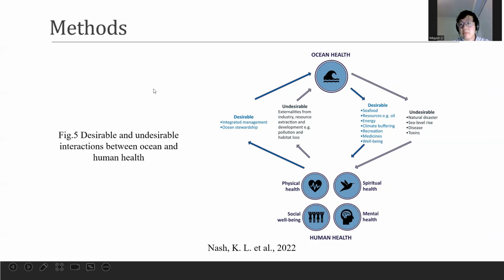So basically, the relationship between the ocean and humans is just connected together. Both sides have the desirable and undesirable part to each other. So the most important part of the relationship is that we are supposed to take the benefit and resources from the other part, and also be responsible to protect and manage the other side, the ocean.